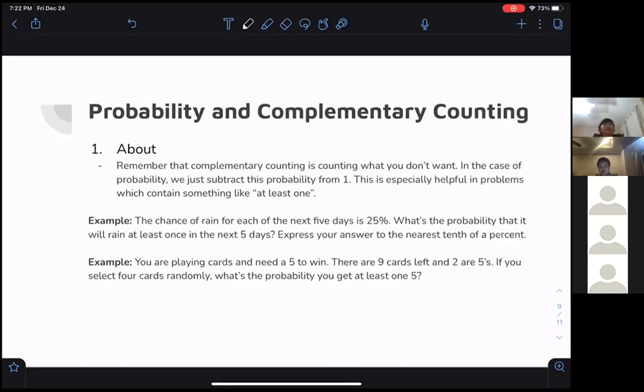The example is: the chance of rain for each of the next 5 days is 25%. What's the probability that it will rain at least once in the next 5 days? Express your answer to the nearest tenth of a percent. I assume most of you don't really have powers of 5 memorized, so you can use a calculator for this if you want. You'll probably need it, and you can just send me the answer when you're done. This is pretty straightforward, just get the expression and plug it in.